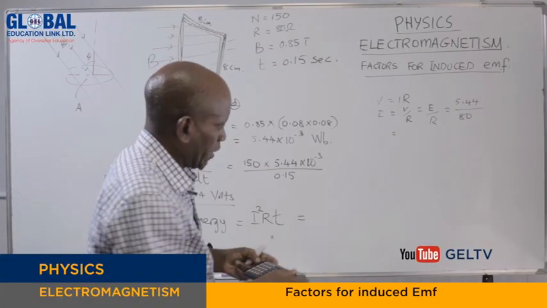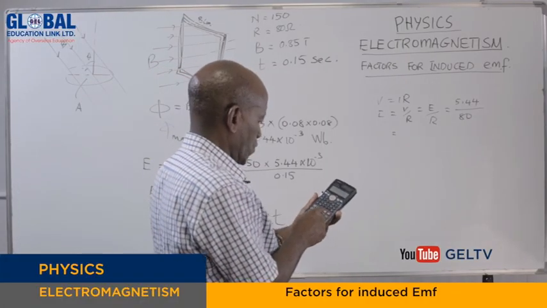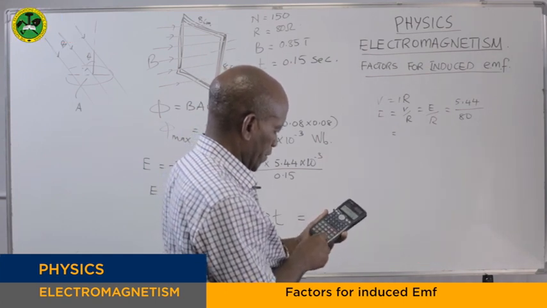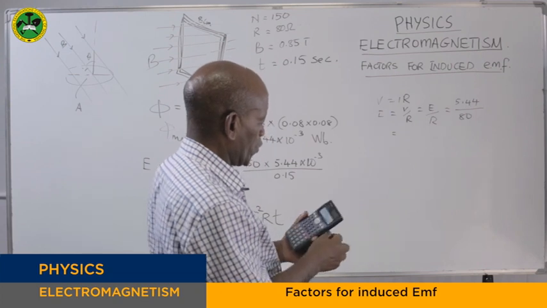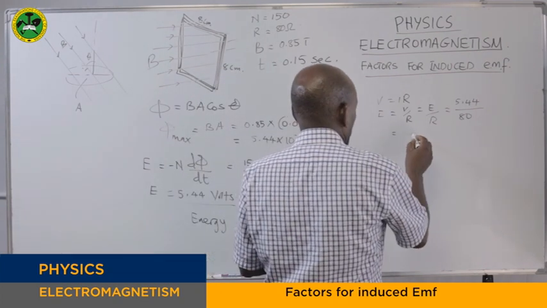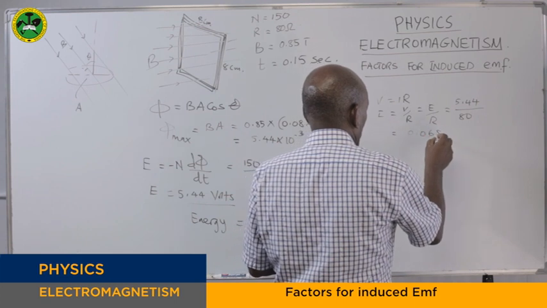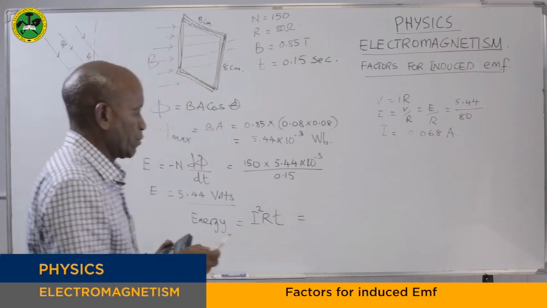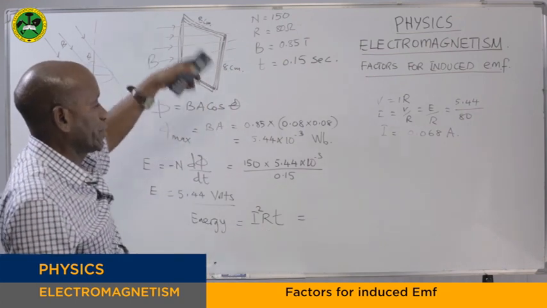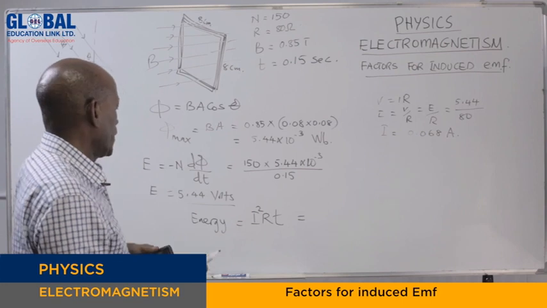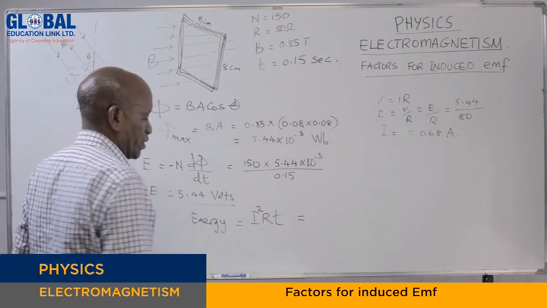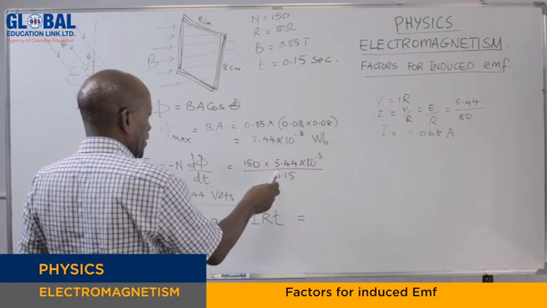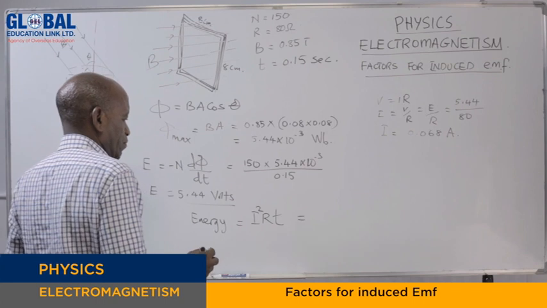We can calculate this current in amperes, which is equal to 5.44 divided by 80. This gives us 0.068 amperes. This is the induced current, very small, which can be detected moving in that coil. Now that current is the one we are going to substitute here. The resistance R is 80 ohms, and the time T is 0.15 seconds.